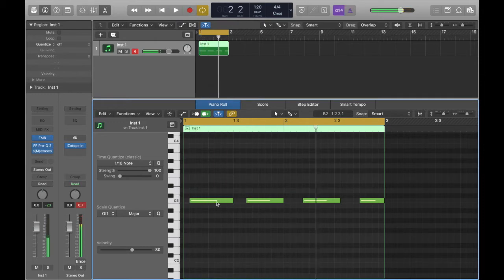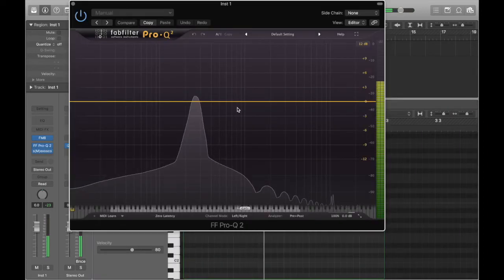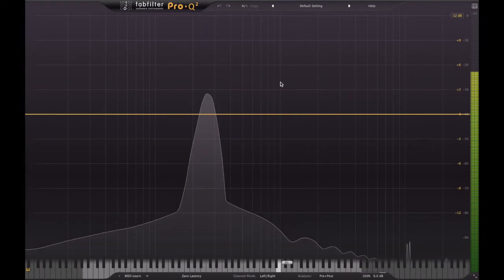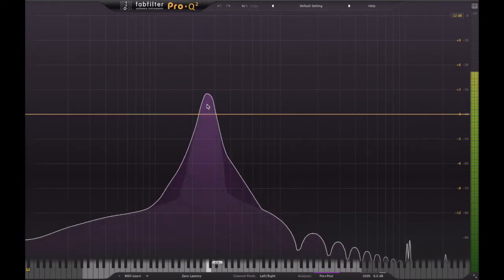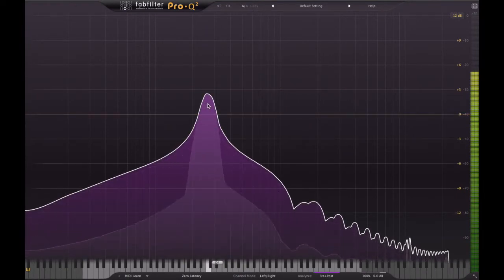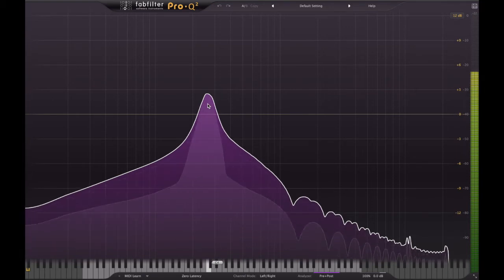So let's look at C3 through an EQ. You can see that this sine wave is registering at C4. Don't worry about it. It's a C.